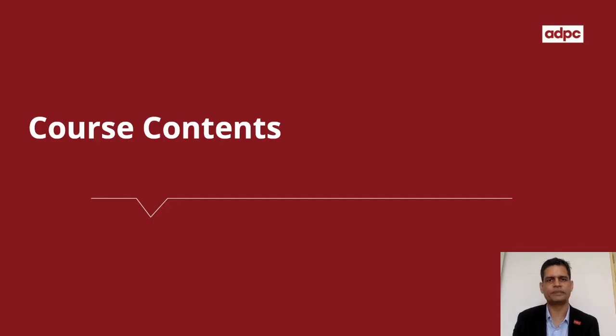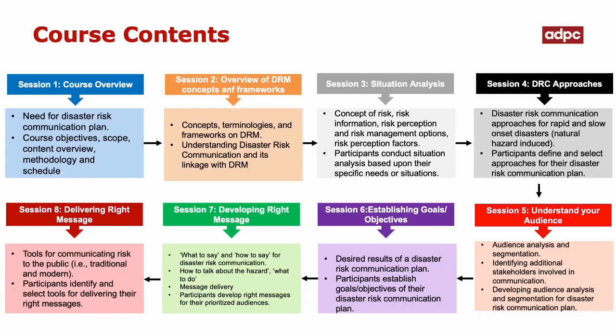The course objectives will be delivered through 10 key sessions, which may also be referred to as lessons. These sessions are the core content of this course. Let us look at the course contents. As I said earlier, this course consists of 10 sessions or lessons. Session 1, Course Overview. This session aims to provide participants with an overview of the training course on disaster risk communication in the new normal. It will explain why disaster risk communication plans are needed and provide a course overview and information on the course objective, methodology, and schedule.